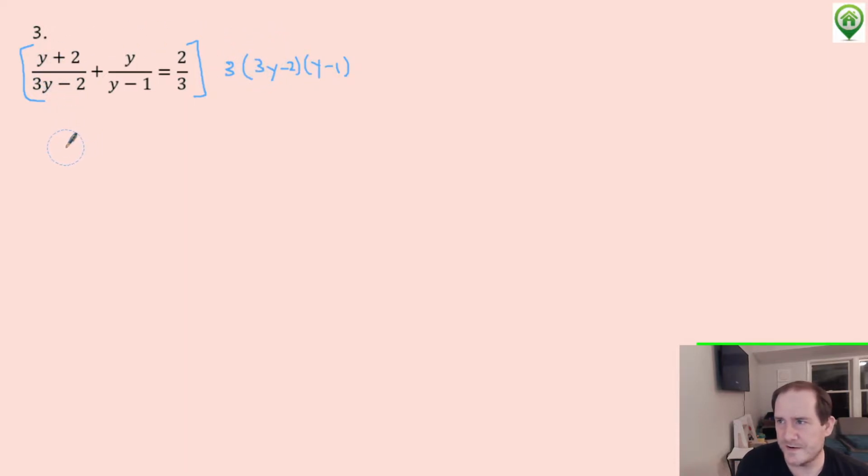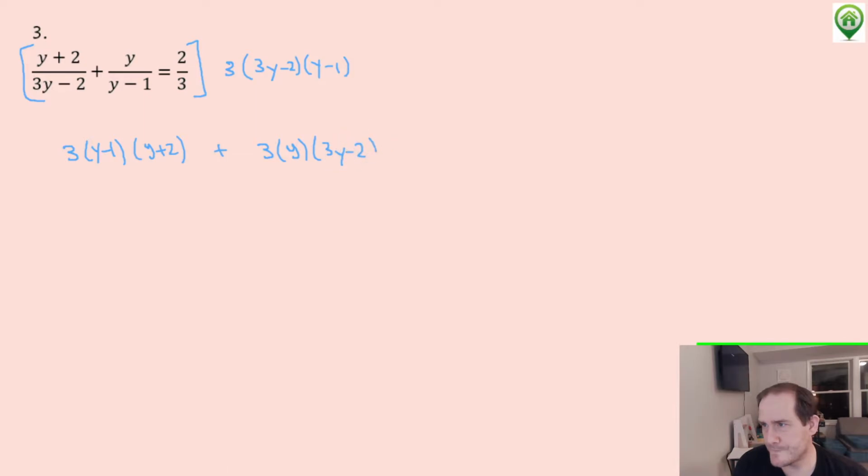So distributing that in, I'll get 3 and a y minus 1 multiplied by my numerator, the y plus 2. Then the second term, I'll get the 3 and the y from the numerator. And the y minus 1 will cancel, so I'll still have a 3y minus 2. Then when I distribute onto here, it's only the 3 that cancels. So I'll have a 2 and a 3y minus 2 and a y minus 1. So there's everything. Now we just have to expand.